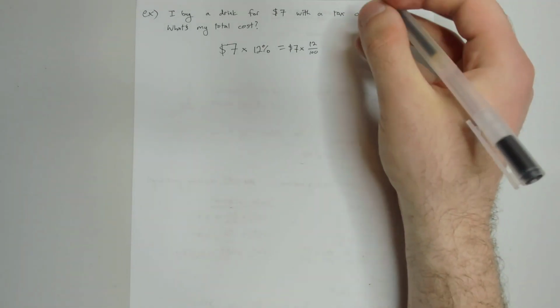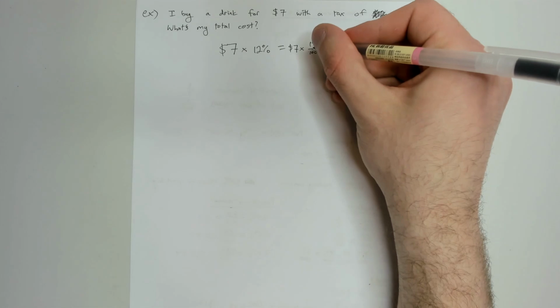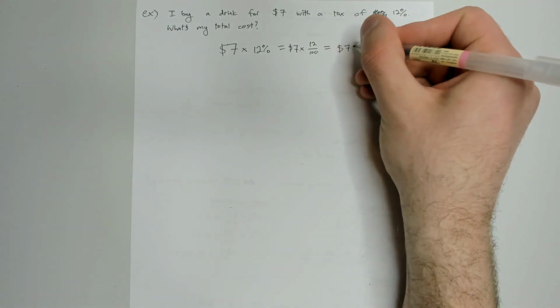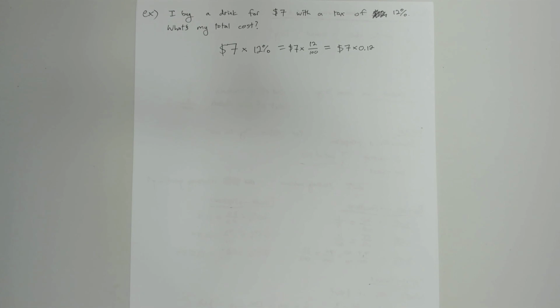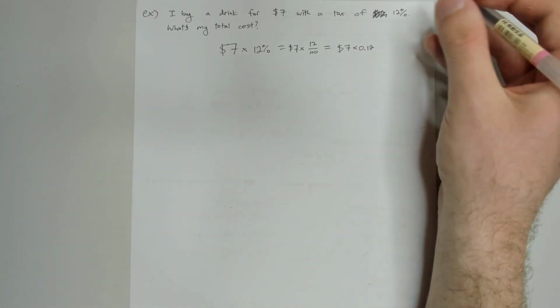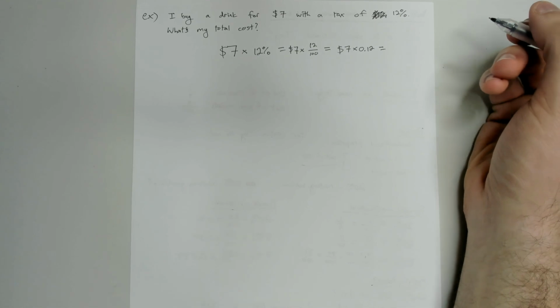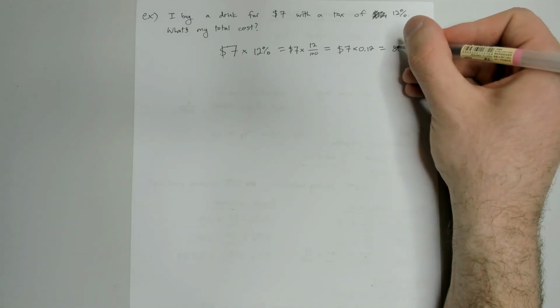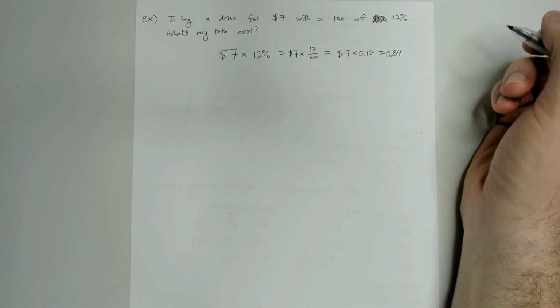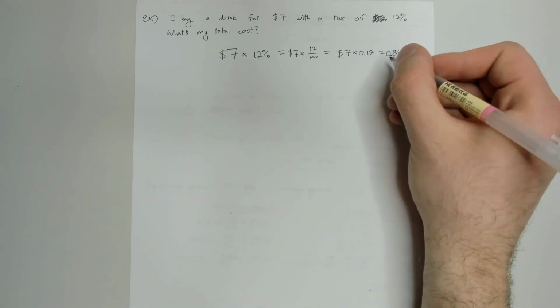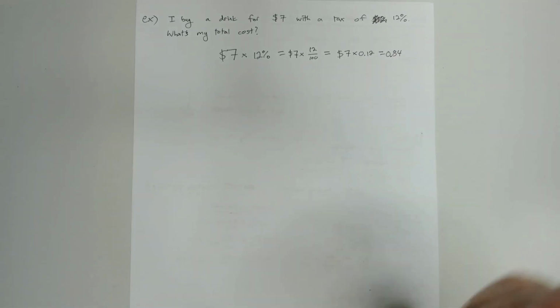So it makes more sense to go the decimal route in my opinion. So we just slide the decimal over twice. So we get $7 times 0.12. Remember, the 0.12 is representing our fraction, which is our proportion, which is our percent, right? So 7 times 0.12. So it's 7 times 12. That's going to be 84. But then because of these two decimal places, this becomes 0.84. So that means our tax is $0.84 or 84 cents, right?